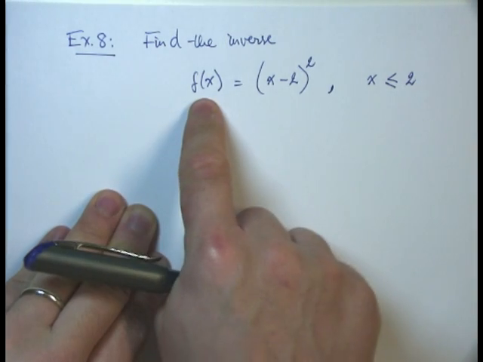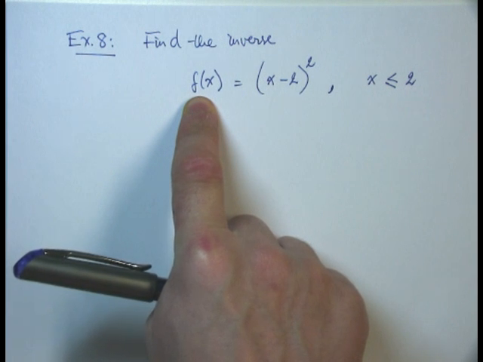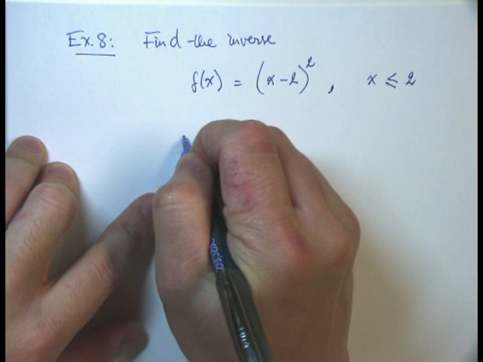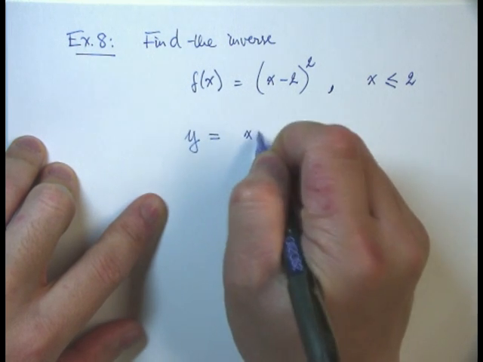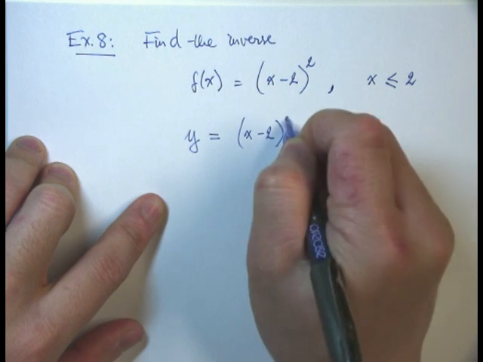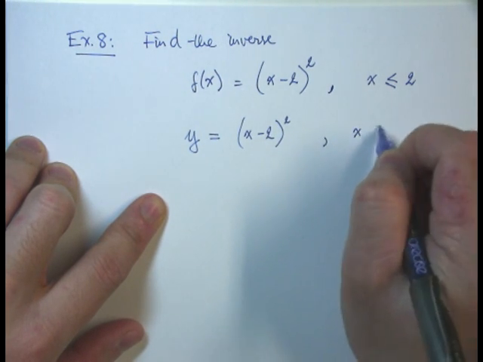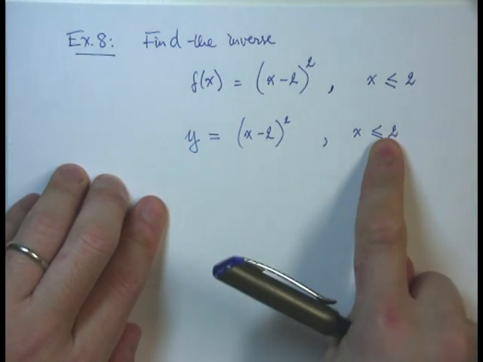inverse. First, I need to replace the f(x) symbol on the left-hand side by a y variable. So here my equation becomes y = (x - 2)^2. And once again, keep in mind the restriction of the domain keeps coming along. You need to keep writing that condition along.